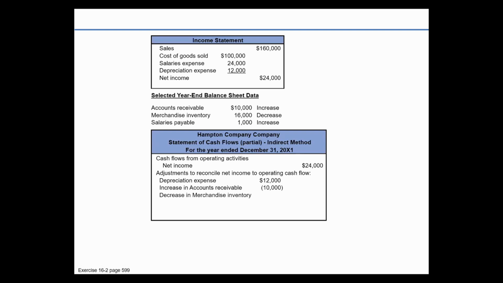And then the decrease of merchandise inventory of $16,000. And then the increase in salaries payable of $1,000. We are going to have to pay that. So we're going to end up adding back in $19,000. And so then the net cash provided by operating activities is $43,000.